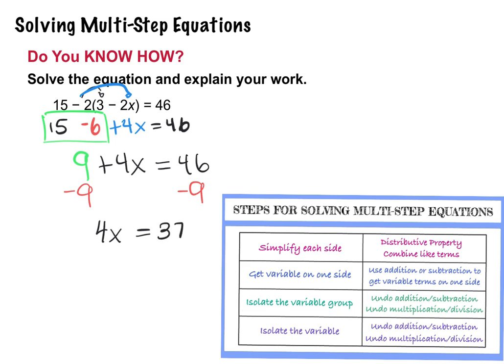So my last step is to isolate the variable, and my variable is attached to the 4. Because it is being multiplied, we want to undo multiplication, which means division because those are inverses. So I need to divide on both sides. So I am left with 1x, or just the letter x, equal to 37 divided by 4, which I can leave as an improper fraction, or if I am using a calculator, I will get 9.25.